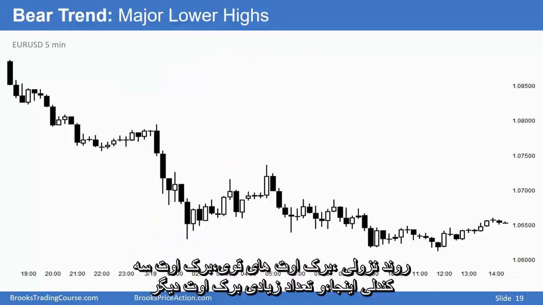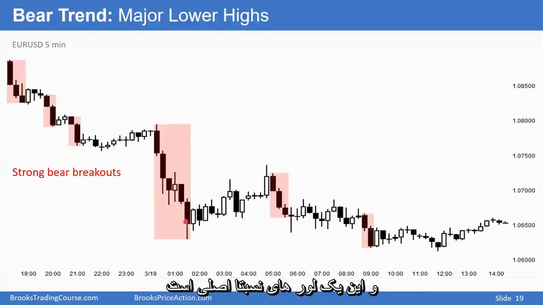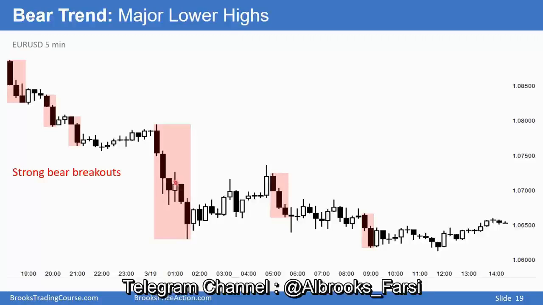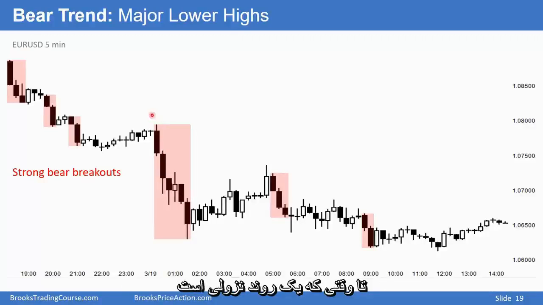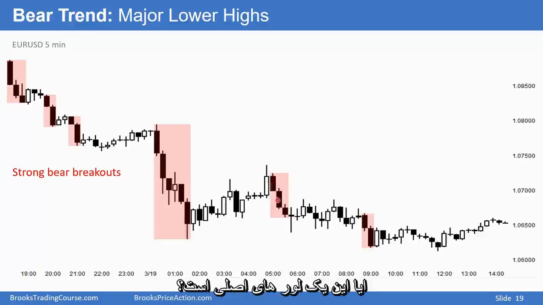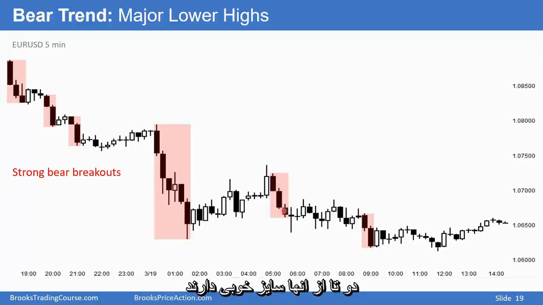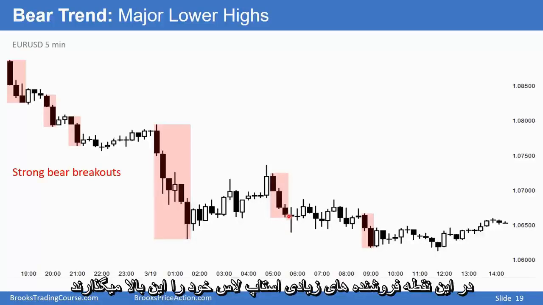Bear trend, strong breakouts, 2 bar, 3 bar breakout here, lots of breakouts here. And this is a pretty major lower high, followed by a strong breakout to a new low. As long as it's a bear trend, rally should not get above this high, so that's a pretty major high. Now, is this a major lower high? Well, it probably is. You got 3 bear bars closing on their lows, 2 of them pretty decent size. So at this point, a lot of bears will put their stop above this high.